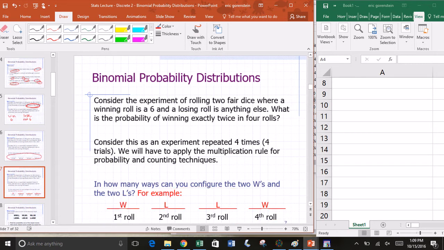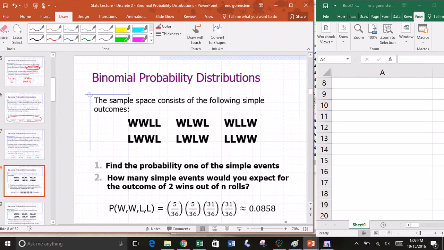So for example, you could win first and then lose and then lose and then win fourth. So this would be one possible way to win twice. It's not the only way. So if we listed all possible ways of winning twice out of 4 rolls, there are 6 possible ways. You can win in rolls 1 and 2, 1 and 3, 1 and 4. You could win in rolls 2 and 3, 2 and 4, or rolls 3 and 4. So we have 6 different simple outcomes that all correspond to winning twice and losing twice. So I'm going to look at specifically this first one.